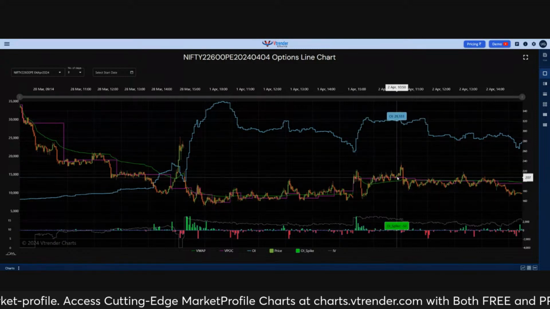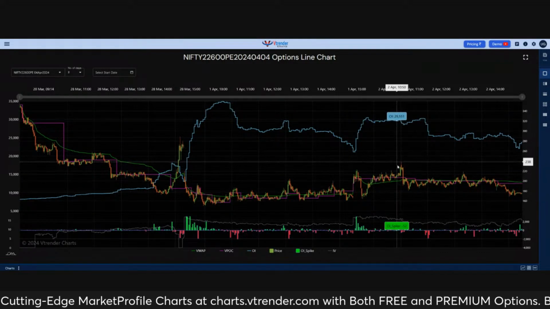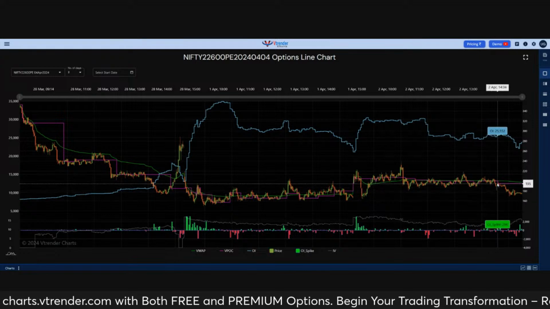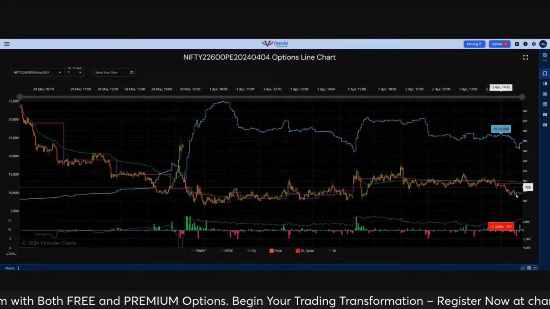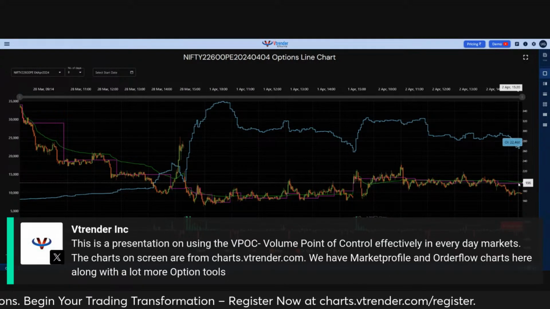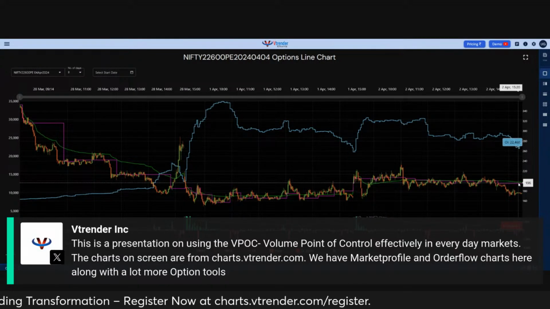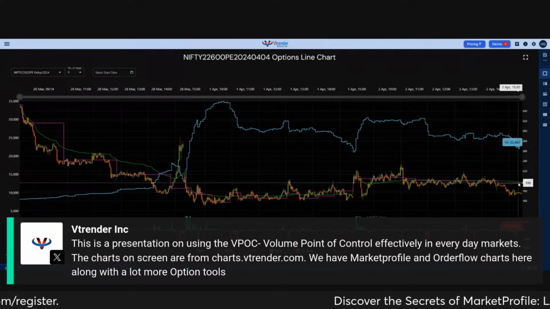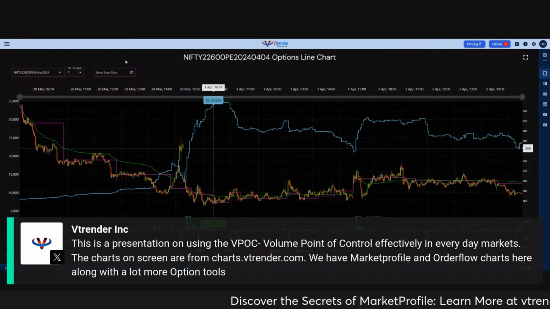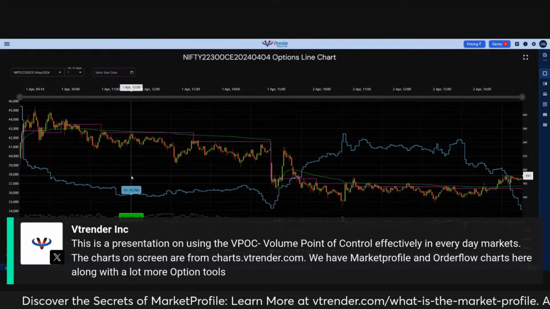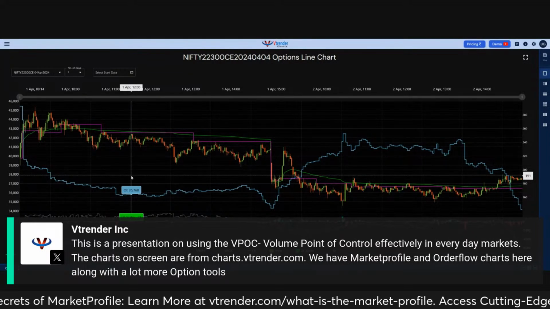After this move, it just settled down into a narrow range, and later in the day it came below the POC and the VWAP and has closed below. So the put has definitely closed weaker compared to the POC and VWAP, but we will have to again look at what happens on the call side. So we have seen the 22,600 put, and I will get to the 22,300 call option now.